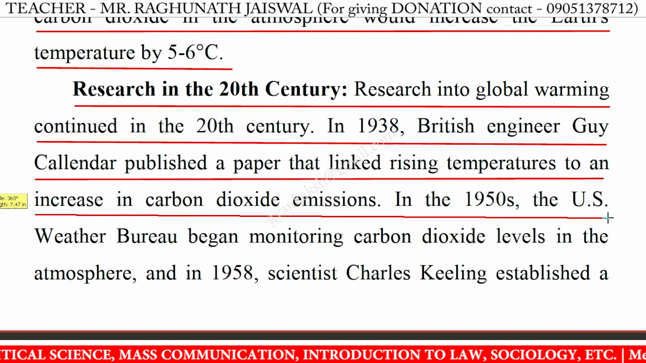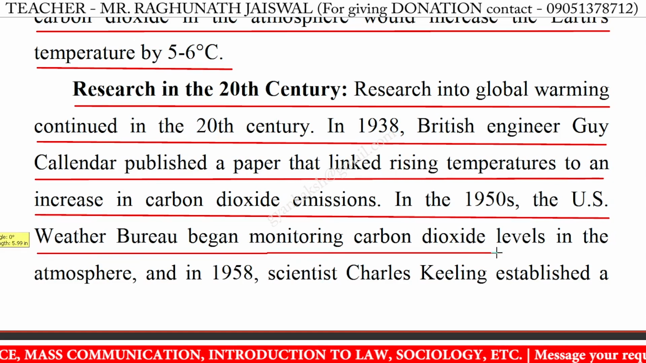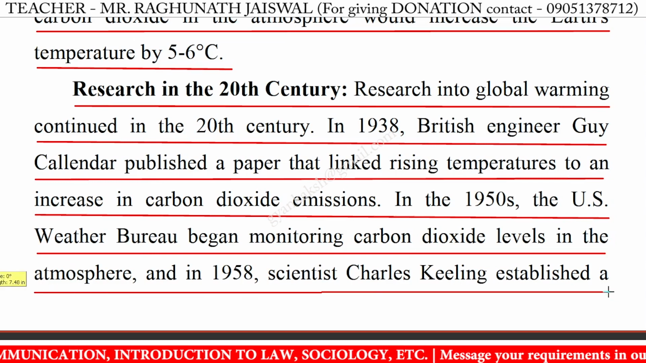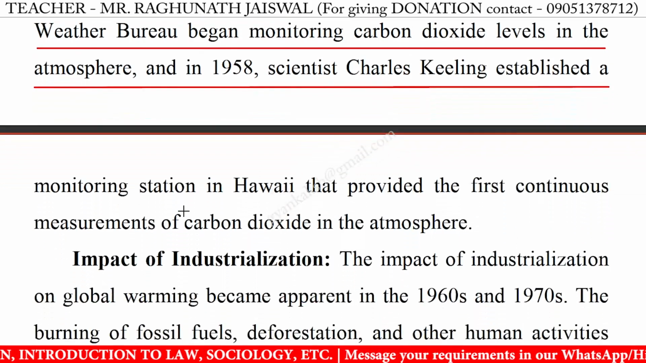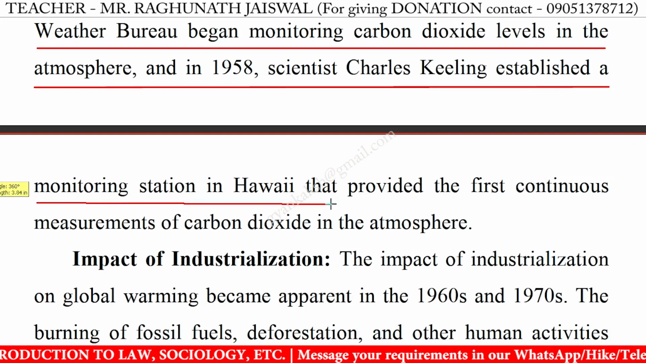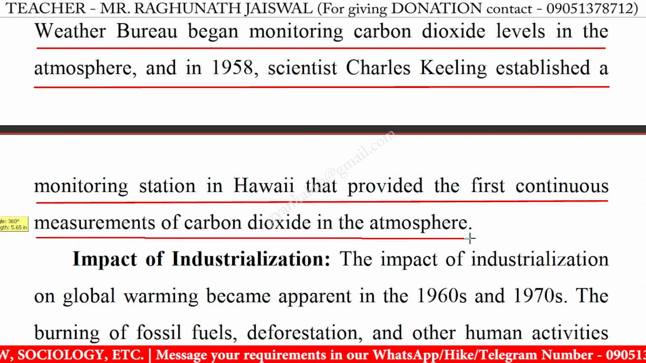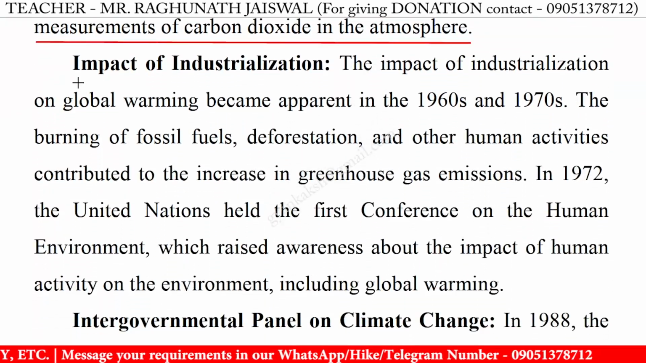In the 1950s, the US Weather Bureau began monitoring carbon dioxide levels in the atmosphere, and in 1958, scientist Charles Keeling established a monitoring station in Hawaii that provided the first continuous measurement of carbon dioxide in the atmosphere.